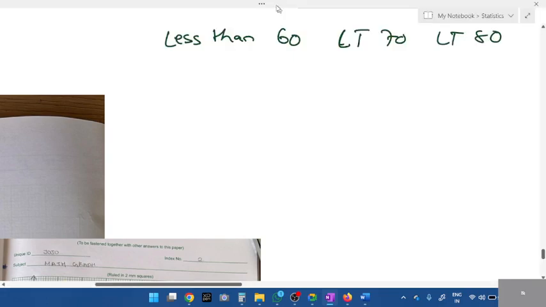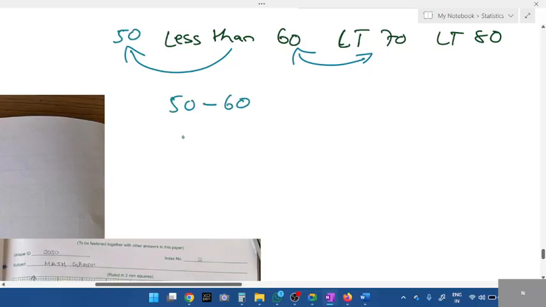Okay, now tell me, how do I start this question? Less than 60 is given. What's the difference between 60 to 70? Respond all of you. What's the difference between 60 to 70? 10. So before 60, what value should be there? You should have 50. You should write 50 to 60, 60 to 70, 70 to 80.